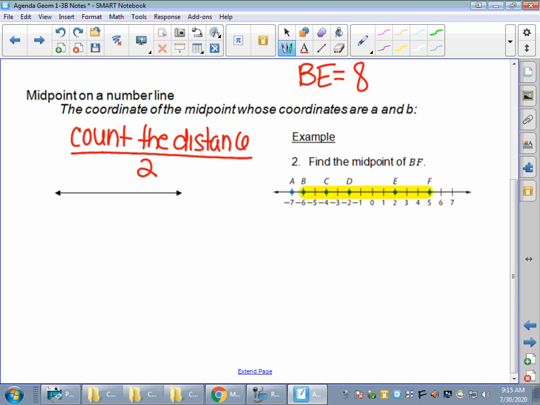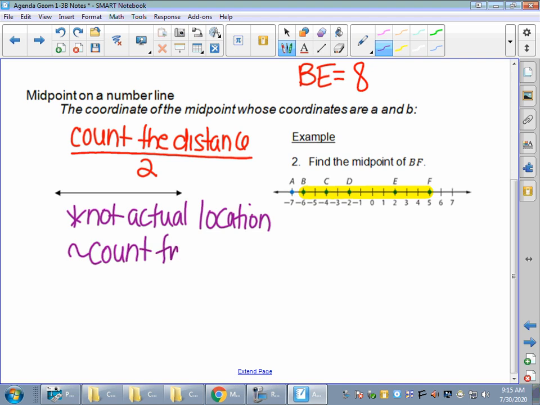Here's the thing: people forget to do the last step. This is not the actual location. Not the actual location. You have to count from each endpoint. So let's do that. Let's make sure that you see what I'm talking about. In case you didn't notice, I do a lot of abbreviations. Abbreviate. Your notes need to be able to be read by you. So I will look to see that they're complete, but you need to be able to read them.